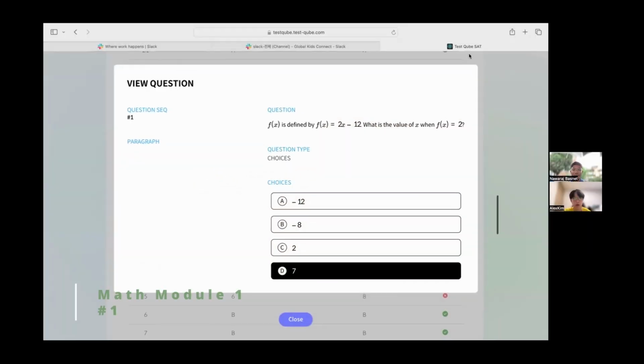Yeah, let's start. So could you share a screen of a test that you took, and we can go through the questions that you have questions on? Okay, number one. So f(x) is defined as f(x) = 2x - 12. What is the value of x when f(x) equals 2?